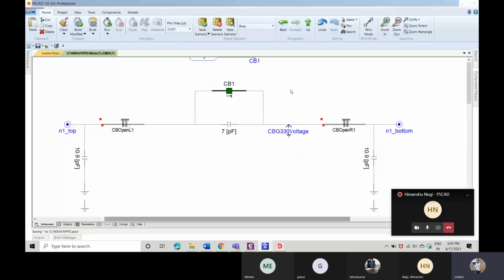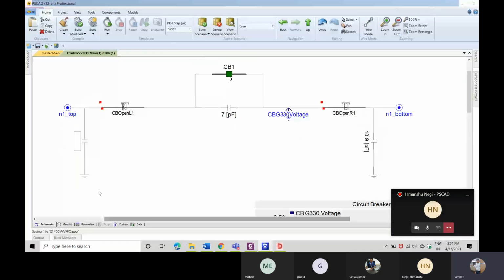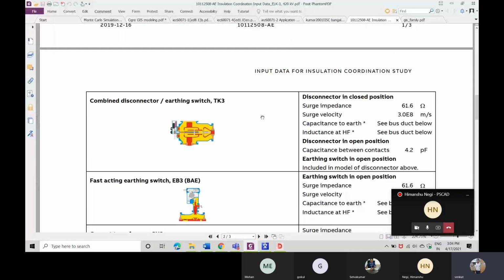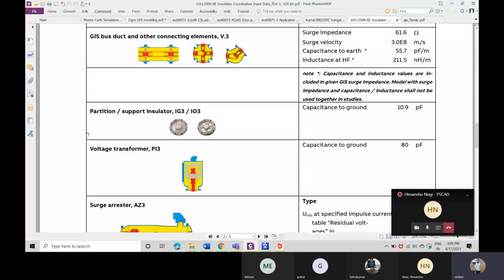And other than that, what this 10.9 is, we say it as a partition insulator. Here, can you see this? There is something called a partition insulator. How we can identify there is a partition insulator, I will come back to that. But what it does is, for each circuit breaker, there will be some partition insulator between them. This is for the circuit breaker.